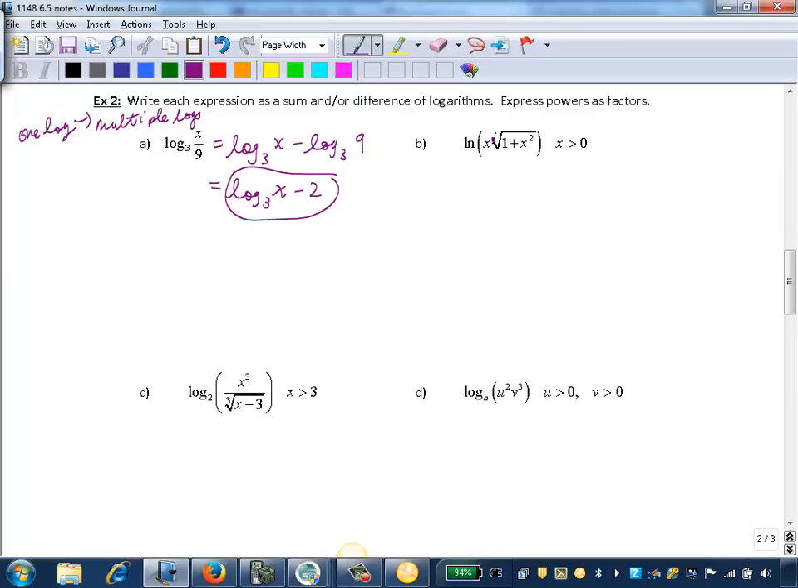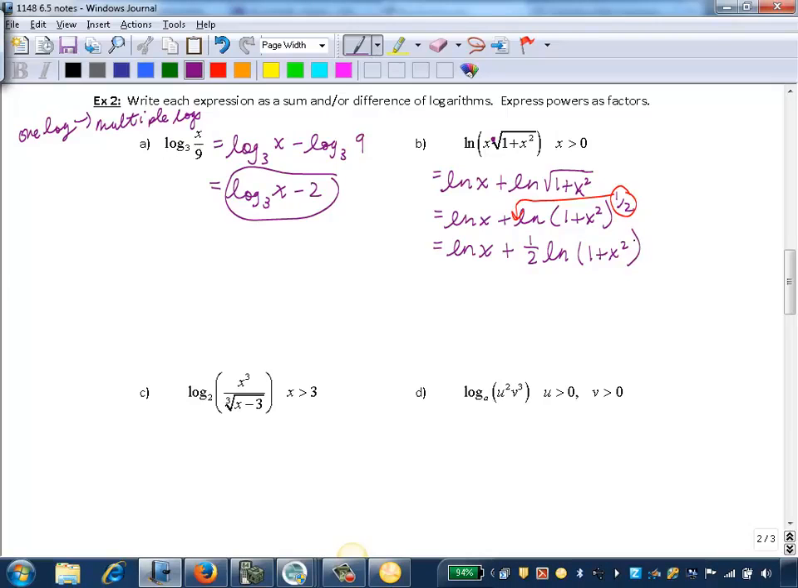Okay, so we've got this product, x times radical 1 plus x squared. We can split this into the sum of natural log x and natural log radical 1 plus x squared. Now it's telling us here to express powers as factors. As this is written, we don't see any obvious powers of the argument, but we've got 1 plus x squared under a square root, and we remember that a square root symbol is the 1/2 power. So if we rewrite this as natural log of the quantity 1 plus x squared to the 1/2 power, we want to take this power and express it as a factor, so we move it out into the front. We have that property that allows us to move the exponent out into the front and multiply. So we can write this as natural log of x plus 1/2 times natural log of 1 plus x squared.